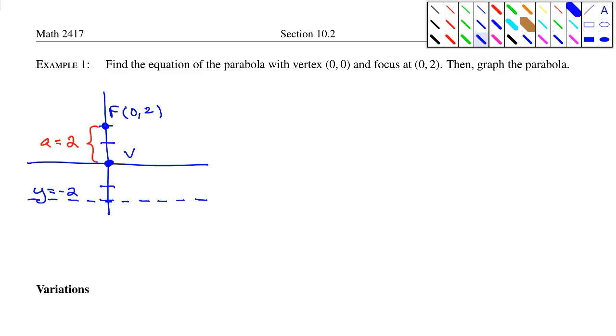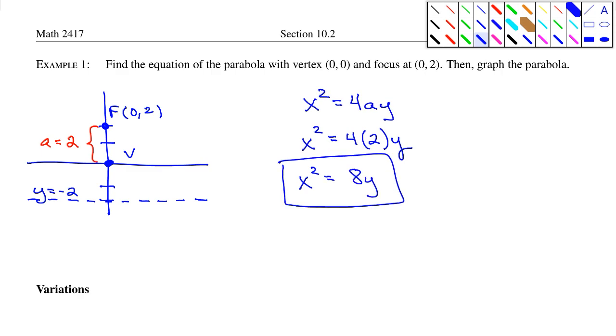So we're going to have x squared is equal to 4ay, and so x squared is equal to 4 times 2y, and x squared is equal to 8y. And that's the equation of the parabola. And let's do a little sketch here.